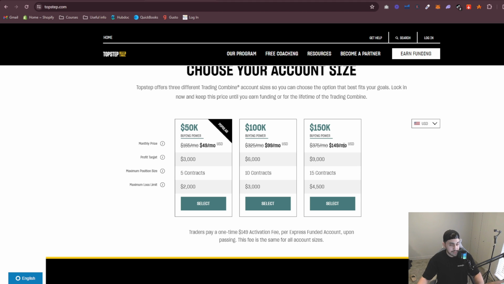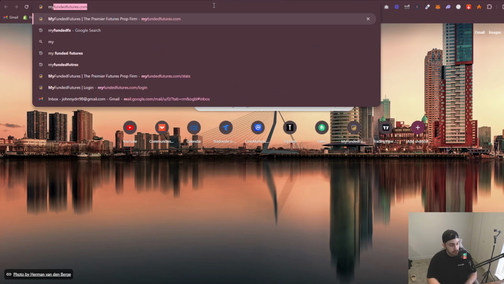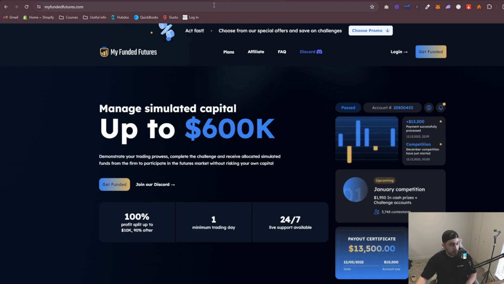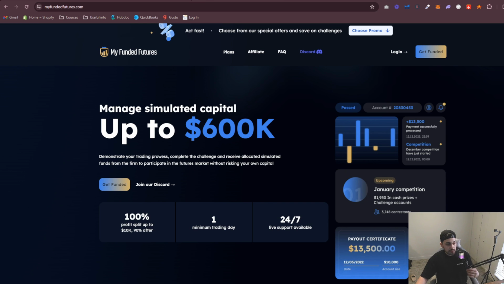Top Step is going to be one of the futures firms I recommend. Another one is My Funded Futures, another great futures prop firm. These two are very reliable and are probably going to be the only ones I recommend. Other ones are much harder. I'm not going to name names, but they're very hard to pass. These two are going to be the most beginner friendly.